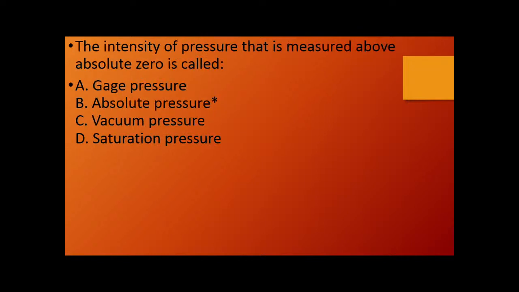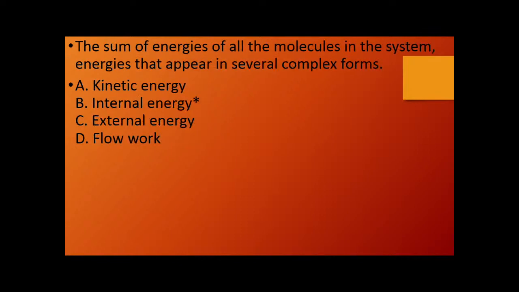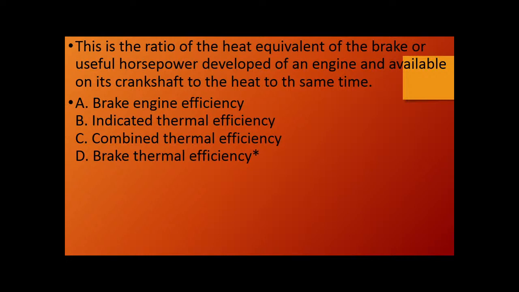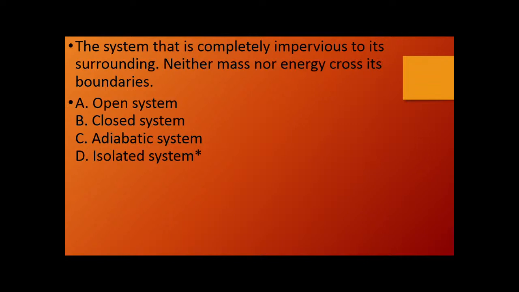The intensity of pressure that is measured above absolute zero is called absolute pressure. The sum of energies of all the molecules in the system, energies that appear in several complex forms: answer, internal energy. This is the ratio of the heat equivalent of the brake or useful horsepower developed by an engine and available on its crankshaft to the heat supplied at the same time. Answer, brake thermal efficiency. The system that is completely impervious to its surroundings, neither mass nor energy crossing its boundaries.